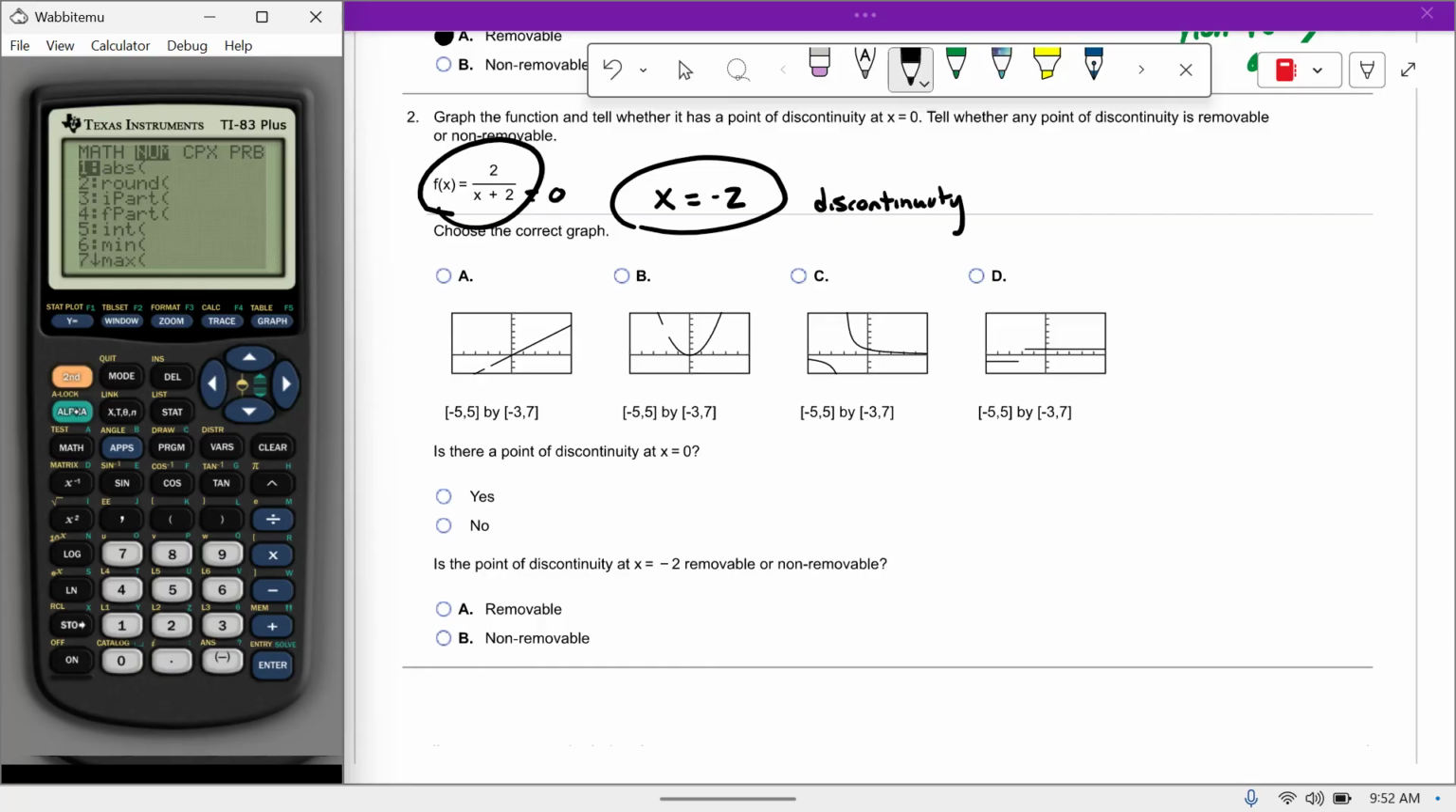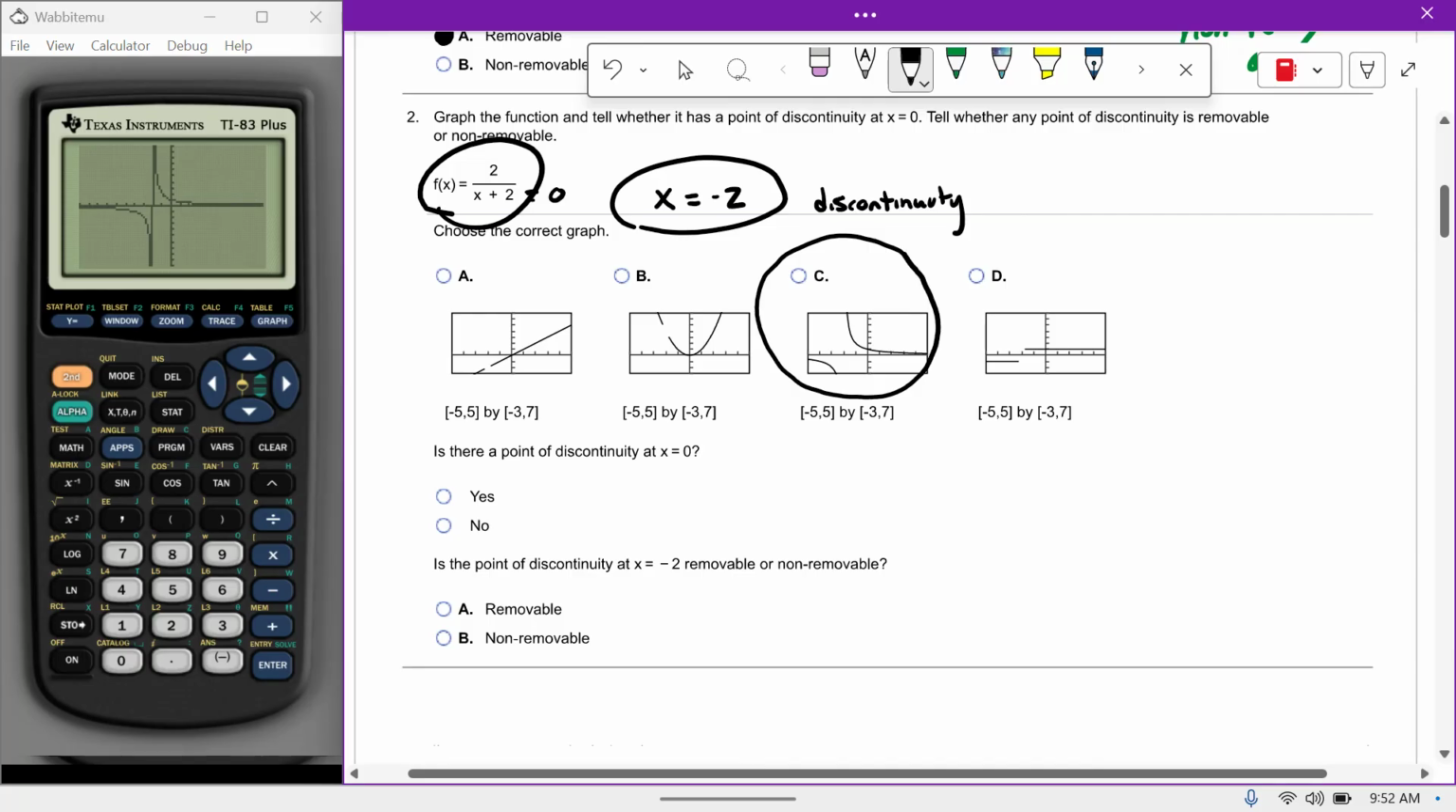But again, mine's an older calculator, so it won't do that. But I can go 2 over x plus 2. If I graph it, it's going to look like that. Now, this line right here isn't really here. There is no line there. It's like a fake asymptote thing. Okay? So which graph is it? Well, it's obviously graph C.